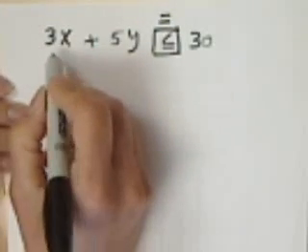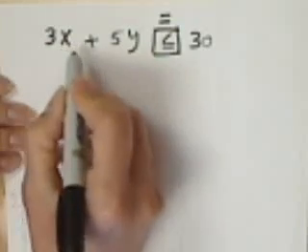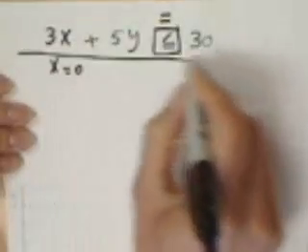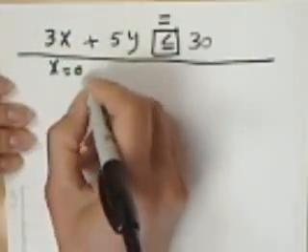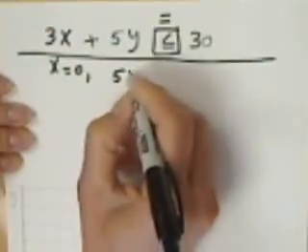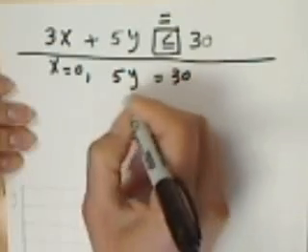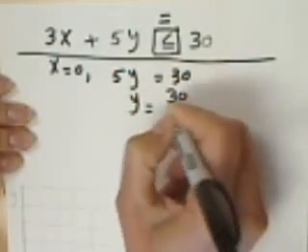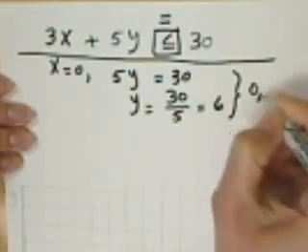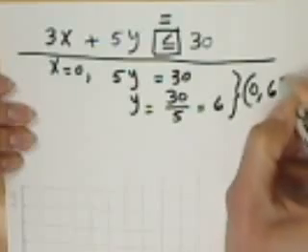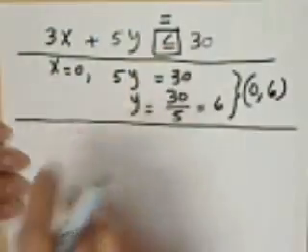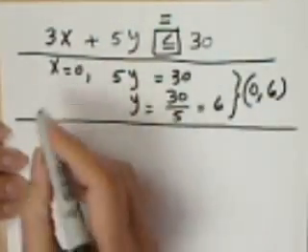The next step is to set one of the variables equal to 0 and solve for the other. Let's start by setting x equal to 0. If you set x equal to 0, then this whole term will be 0. So you'll end up with 5y equal 30. So y equals 30 divided by 5, which is 6. So you have generated the point 0 for x and 6 for y, to which we know that constraint or that line equality goes through.